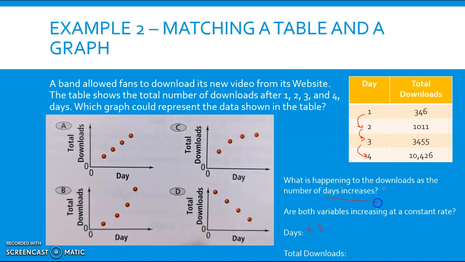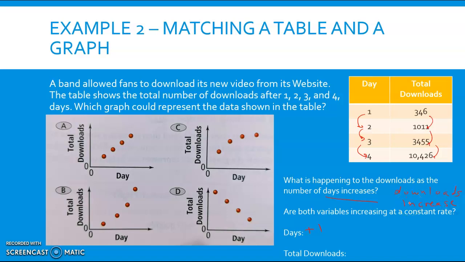That's obvious. Downloads. Are downloads going up or are they going down? This is really going to help us narrow things out, right? Obviously, if we go from 346 to 1011, 3455 to 10,426, what is happening to the downloads? Downloads increase.